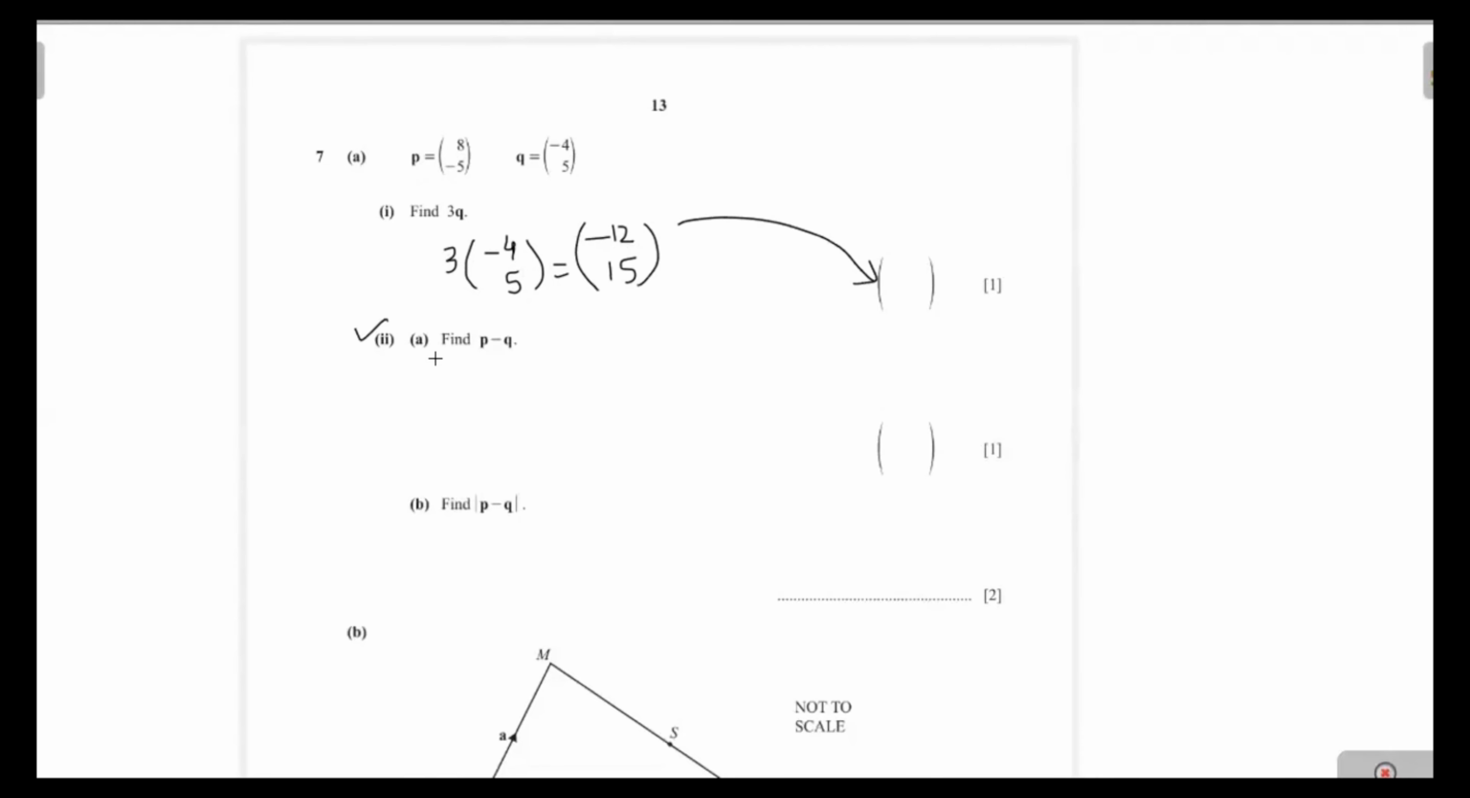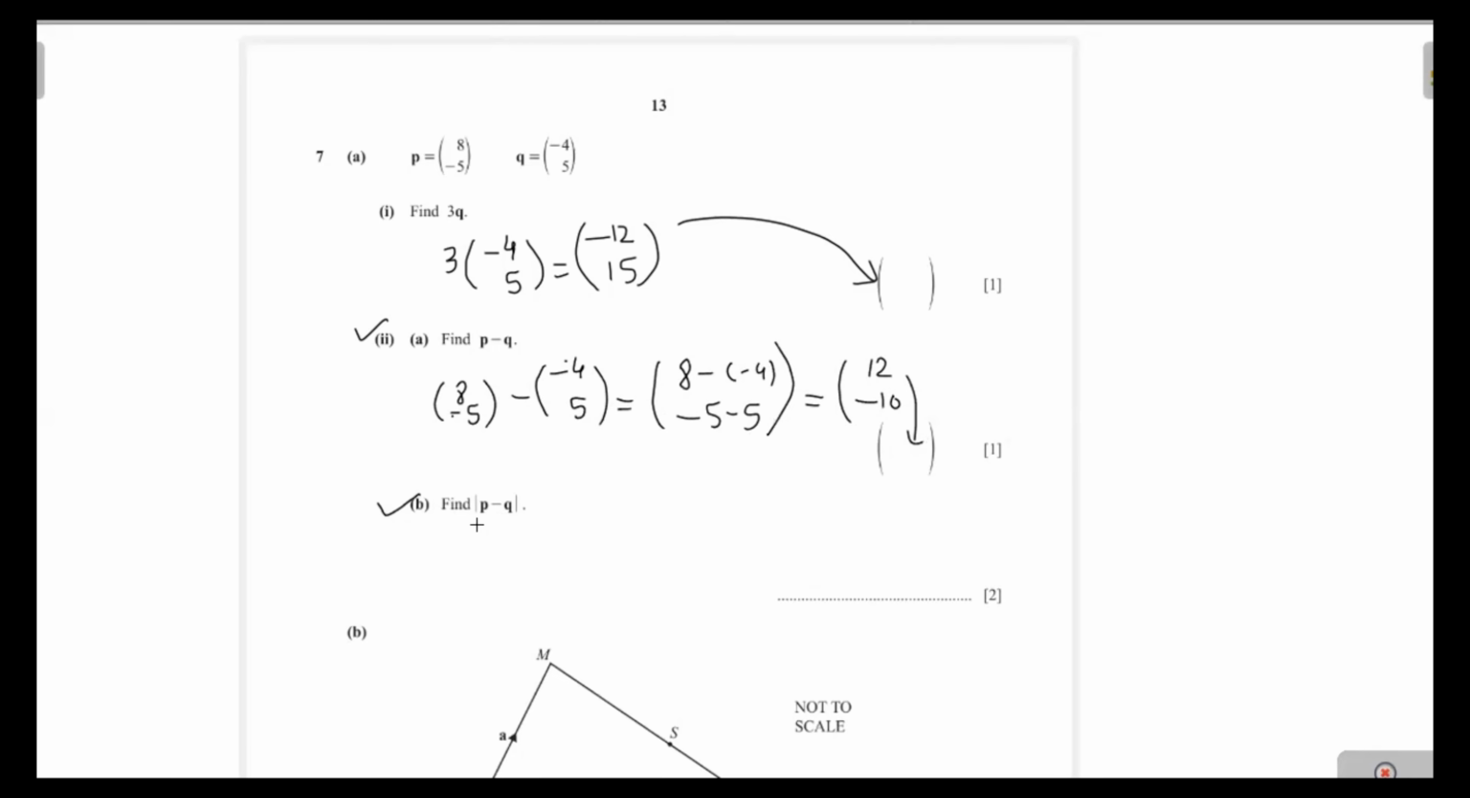Part second, part A, find P minus Q. Firstly, we write the column vector P (8, minus 5) minus column vector Q (minus 4, 5). We can write this as 8 minus minus 4 and minus 5 minus 5, and this will be equal to 8 plus 4 is 12 and minus 10, and this is the answer.